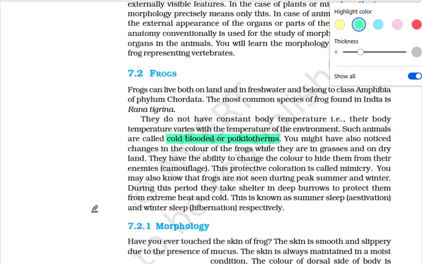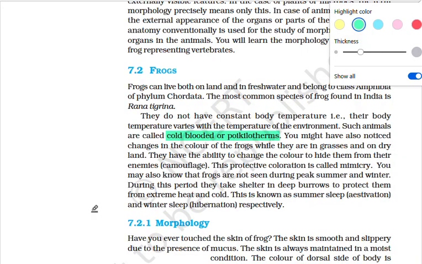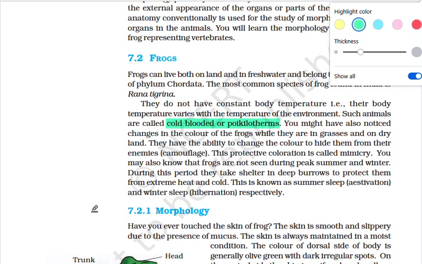You might have also noticed changes in the color of frogs when they are in grasses and on dry land. They have the ability to change the color to hide themselves from their enemies, that is called camouflage. This protective coloration is called mimicry.